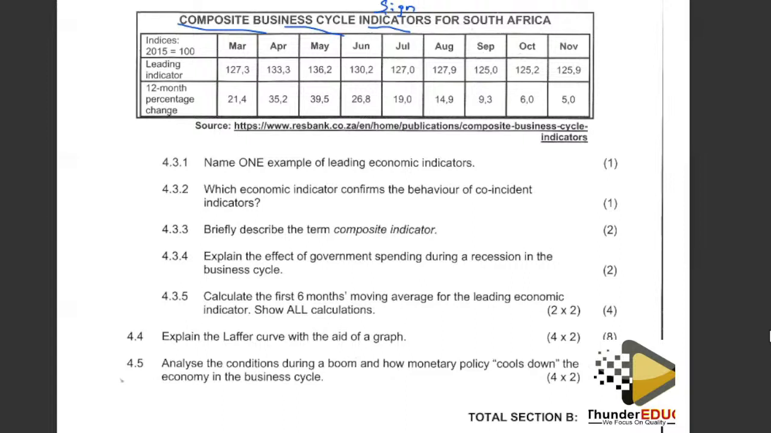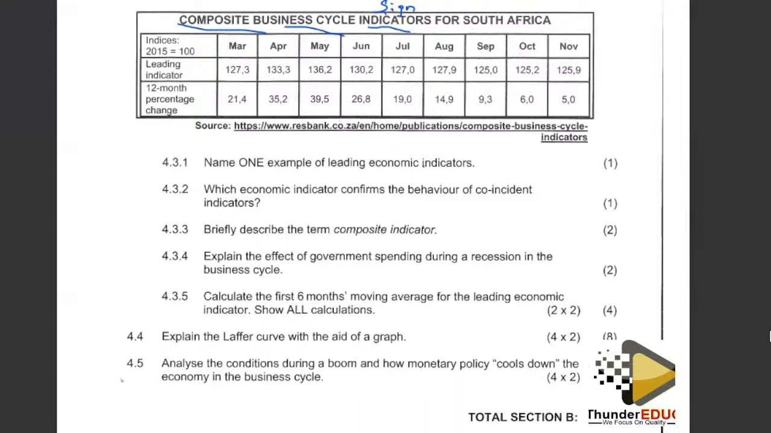Okay, right. So now here we are given the indices for 2015, and also we have the leading indicator and the month-to-month percentage change. We are also given the figures for each month, from May and April up until November. So the first question under 4.3, which is 4.3.1, reads as follows. Name one example of a leading economic indicator.